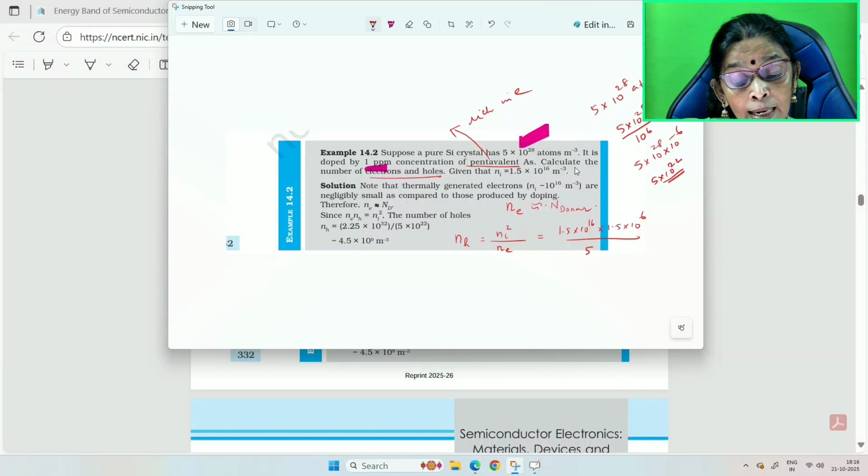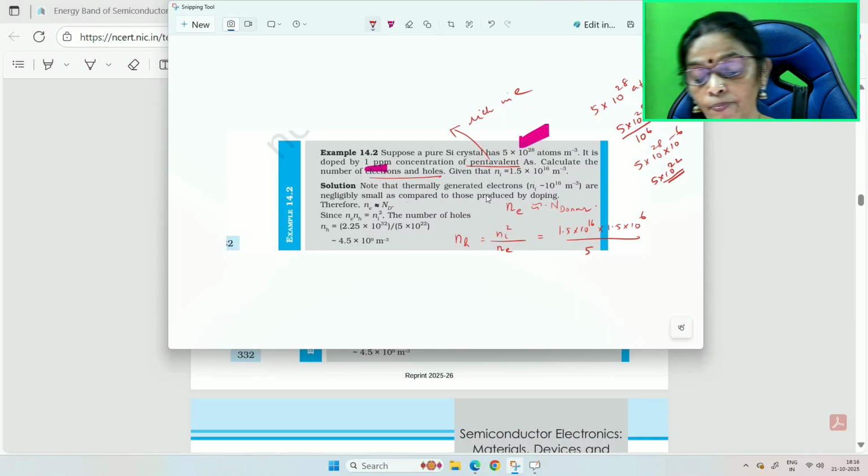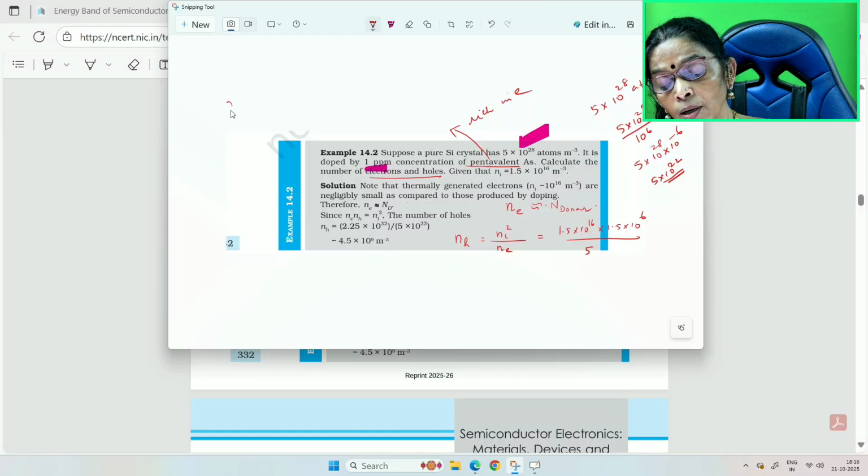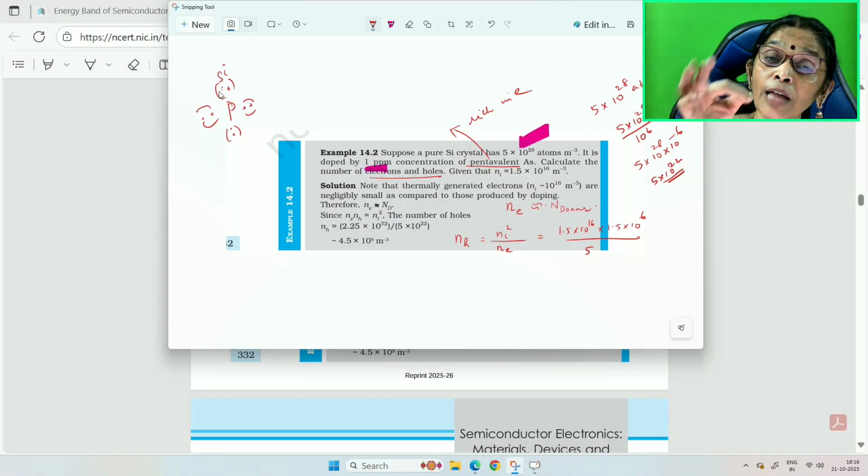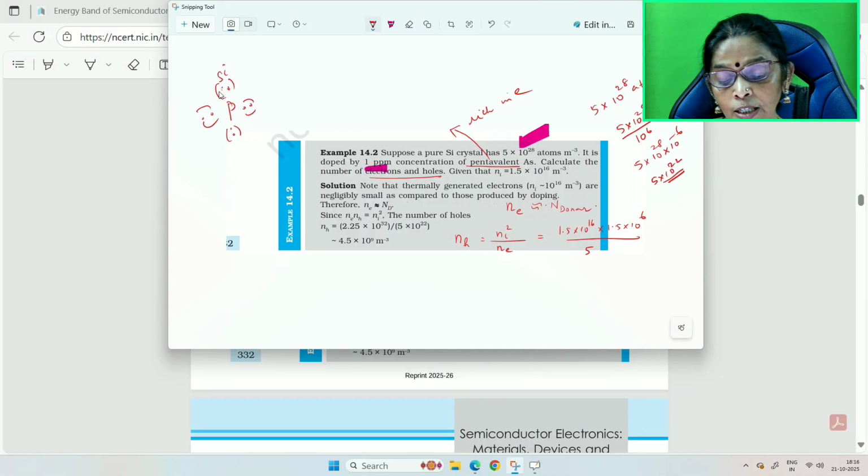So the pure silicon crystal is doped with 1 part per million concentration of pentavalent impurity. If you take a pentavalent impurity and dope the silicon, the number of electrons is going to be more. The number of thermally generated electrons, Ne into Nh, is approximately neglected. That is what is given.